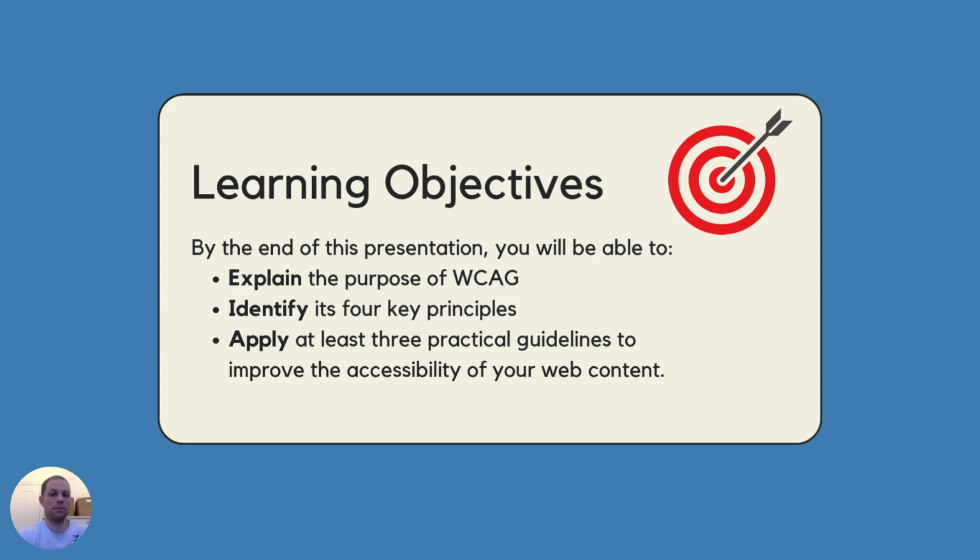So here are the learning objectives for this microlearning video. I hope by the end of the presentation you'll be able to explain the purpose of WCAG, identify its 4 key principles, and finally, probably the most importantly, apply at least 3 practical guidelines to improve the accessibility of your web content or e-learning content.